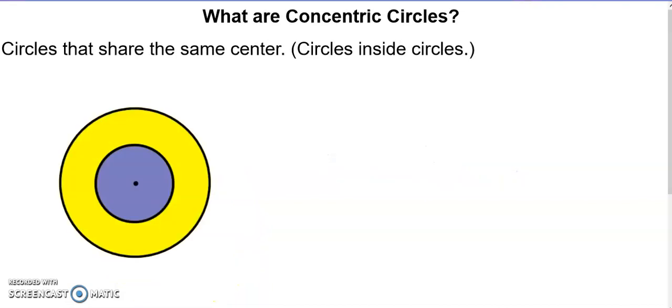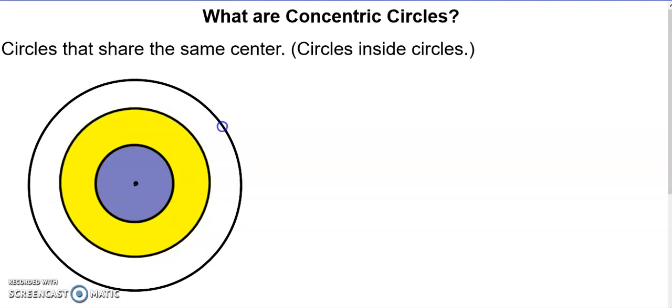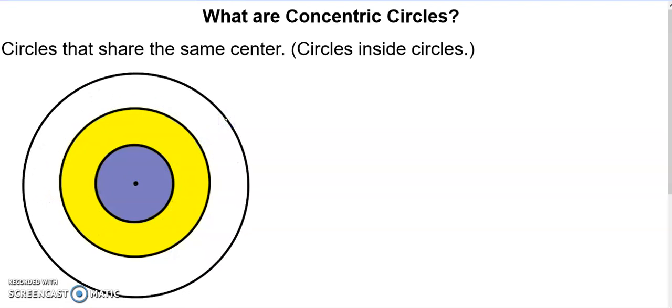Alrighty. So we have what's also known as concentric circles. Concentric circles are circles that share the same center. They are circles inside of each other. So you can see right here, this dark circle is inside the yellow circle. And if I could put another circle that shares this center, that white circle. All three of those circles are concentric because they all share this center. And they are inside each other, kind of like a target.